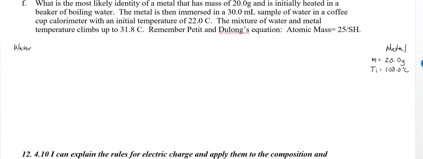The metal is immersed in 30.0 milliliters of water, just like yesterday. Remember doing this yesterday. That's important. Because the density of water is 1 gram per 1 milliliter, guess what we now know? We know the mass of the water is 30.0 grams, right? If you know the volume of the water, you know the mass of the water.